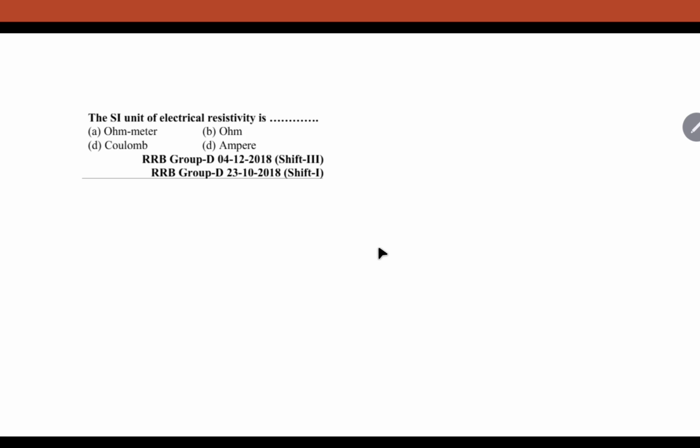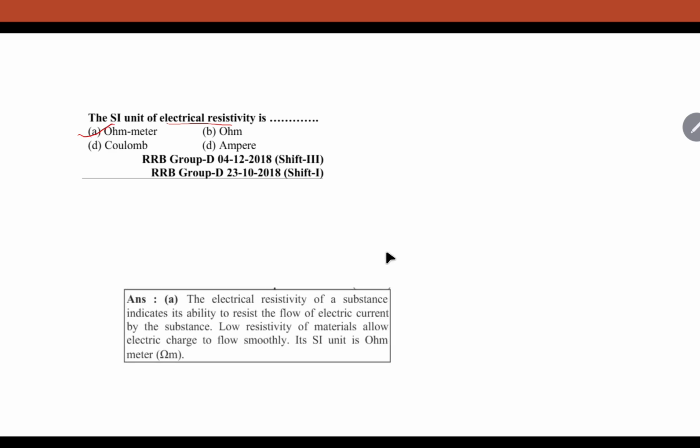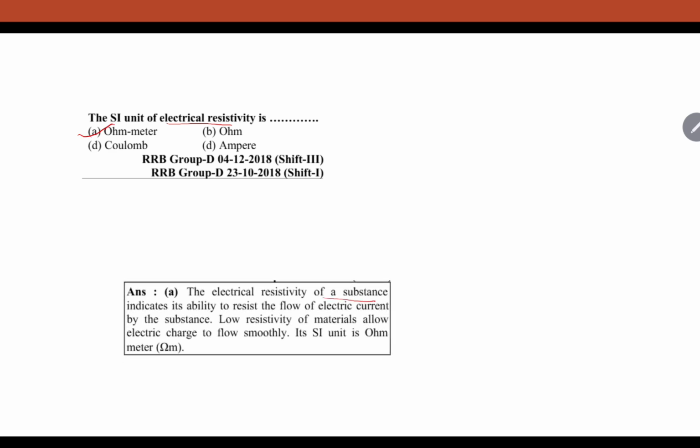The SI unit of electrical resistivity is what? What is the unit for electrical resistivity? The right answer for this question is option A, ohm meter. The electrical resistivity of a substance indicates its ability to resist the flow of electrical current. The low resistivity of materials allows the electric charge to flow smoothly. Its SI unit is ohm meter.